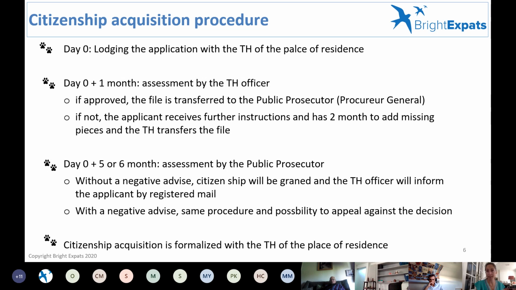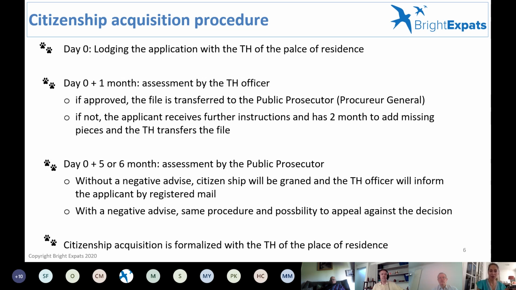After that, from the moment the file is with the public prosecutor, he has 4 months' time to give an advice. If the town hall does not receive a negative advice within those 4 months, the citizenship will be granted and you will be informed by registered mail. In case there is a negative advice shared with you by the same registered mail, you will have the possibility to appeal against the decision.